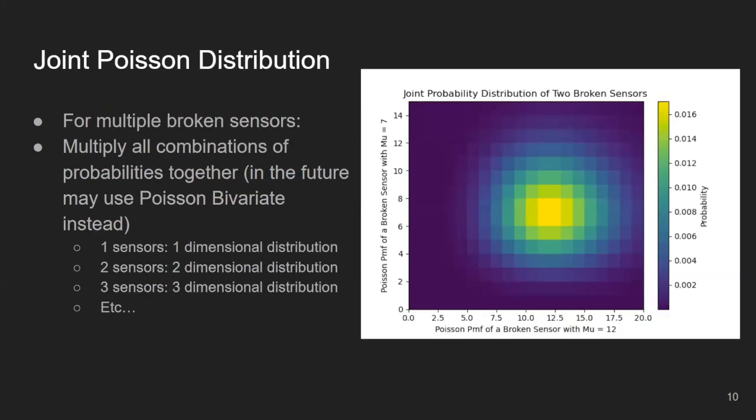Here's a visualization of a giant Poisson distribution with 2 Birkin sensors, and this is only at 1 interaction position, so it's easy to look at. To create the giant probability distribution, we essentially multiply all combinations of probabilities in the distributions together. In the future, we might use the Poisson bivariate function instead, but right now we're just multiplying. And you can see the mu value for each Birkin sensor is the number of electrons it most likely detected. It's 12 and 7, and the probability is highest there.